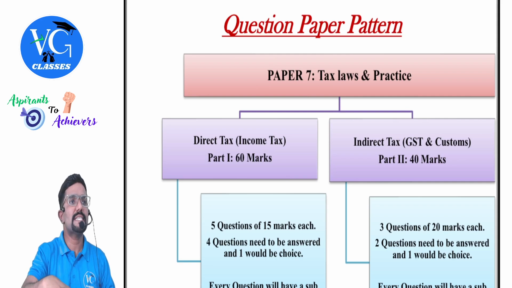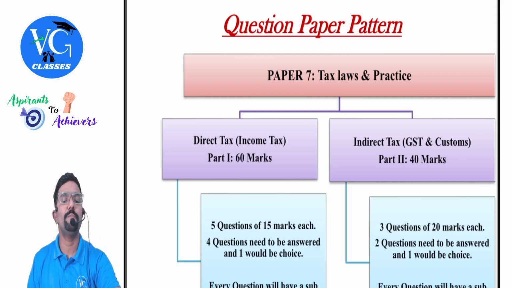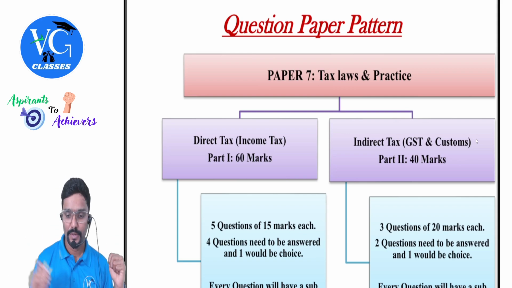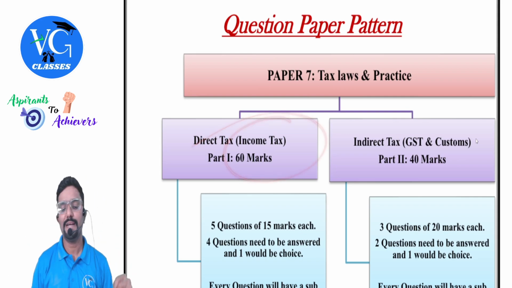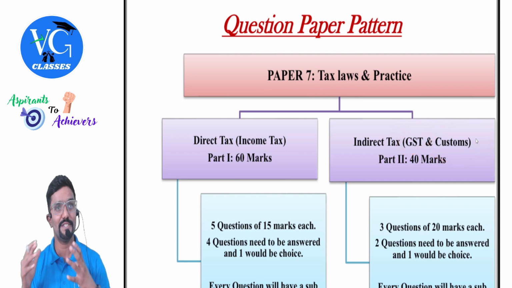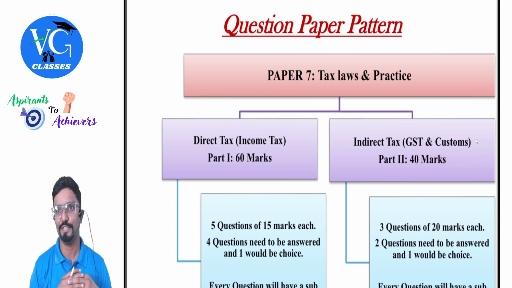Now we will discuss the question paper pattern for paper 7, that is tax laws and practice. Direct tax is for 60 marks, whereas indirect tax is for 40 marks. In indirect tax, you have GST and customs. Customs is exclusively covered for CS executive.